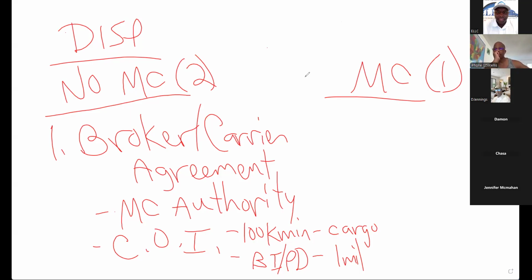So the broker is onboarding the carrier: certificate of insurance, authority, and also the W-9, right? They need to see that this carrier is a business and has an EIN registered to their company. Now, these are just the minimums. There are other things too.